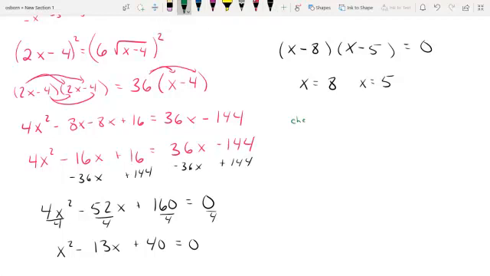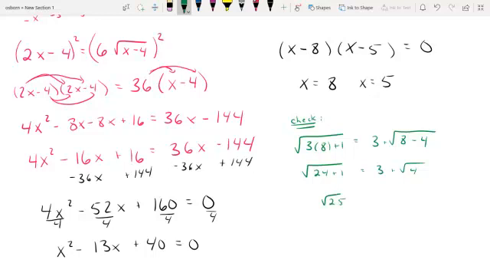So we can plug them into our original equation, which means I've got the square root of 3 times 8 plus 1 is equal to 3 plus the square root of 8 minus 4. So square root of 24 plus 1 is equal to 3 plus the square root of 4. So the square root of 25 is equal to 3 plus 2. So I get 5 is equal to 5. So that first one holds true.